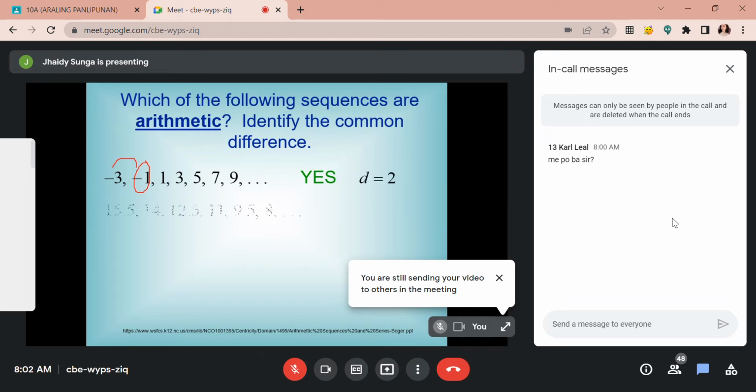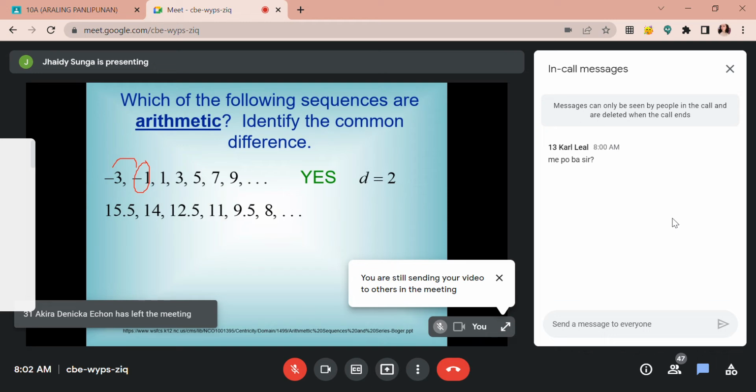All right, so yes, the common difference would be 2. Next. This is the next given. Let me have your answer, Ren Santos. Do you find any common difference, and tell if it's arithmetic or not? Sir, subtracting 0.5. Subtracting 0.5. All right. So is it arithmetic or not? It is arithmetic.